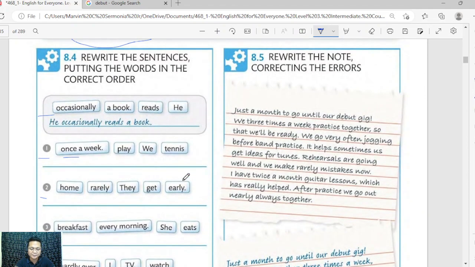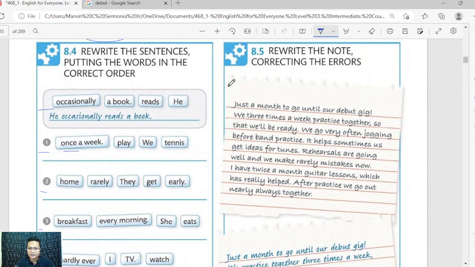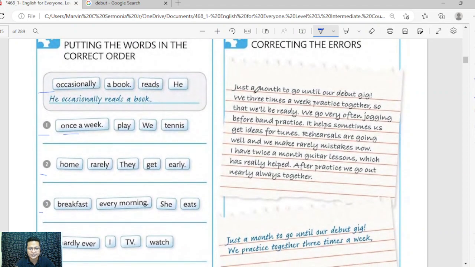Now, let's try to make it a bit harder. Take a minute, or you can pause this video for a while so you can review this note, because the adverbs of frequency and phrases were erroneously used in this note. So we're going to correct the errors found here. Now let's compare your answer to the answer that I will be sharing.